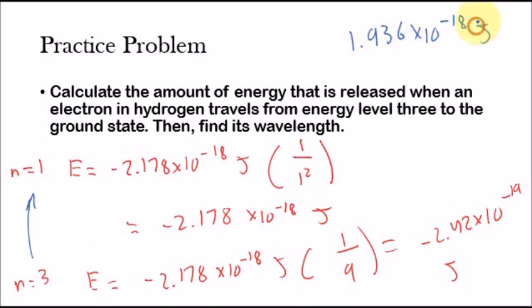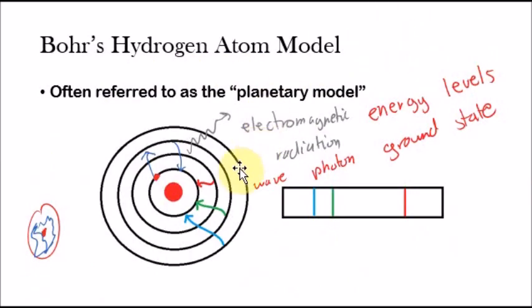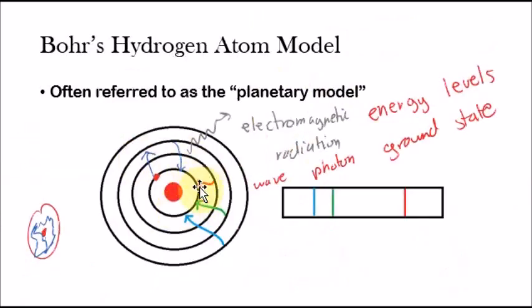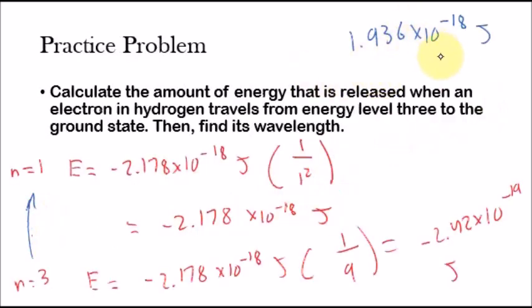Okay, and this is being emitted as, you can either think of it as a wave or as a photon. Same thing. And this shows that energy is being quantized, because if you wanted to go from energy level 3 to energy level 1, only 1.936 times 10 to the minus 18 joules can be released. There's no discrepancy there. You couldn't get 1.95 times 10 to the minus 18 joules doing that. So that's how it shows that energy is quantized.